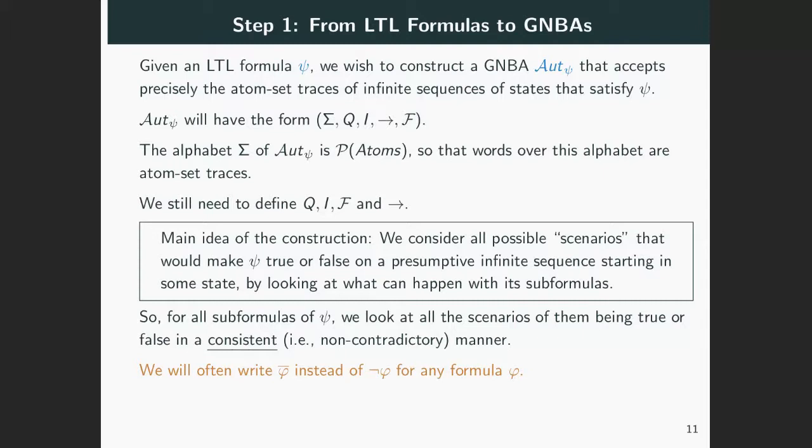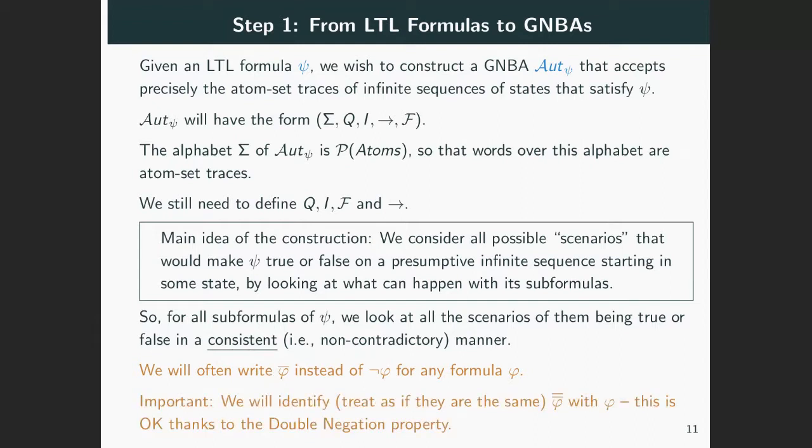But first, some notation. We'll often write a bar on top of a formula instead of the negation symbol followed by the formula. So for any formula phi, bar phi will be the same thing as not phi. It's just a notation for not phi. And importantly, we will identify a doubly negated formula, not not phi, with phi. So not not phi will be the same thing as phi. And this is okay because of the double negation property.